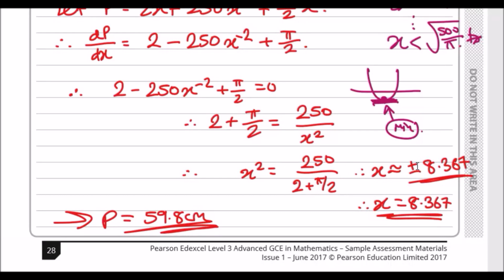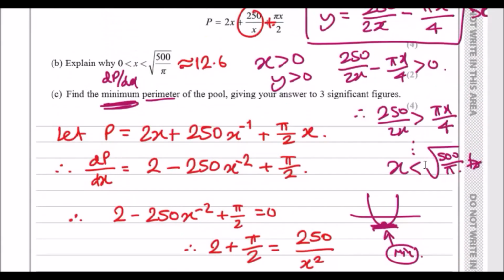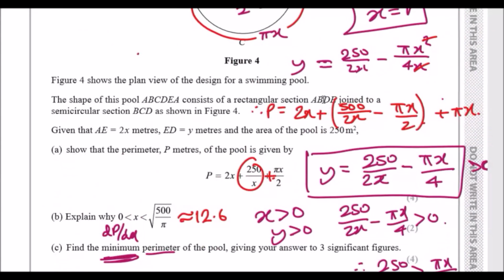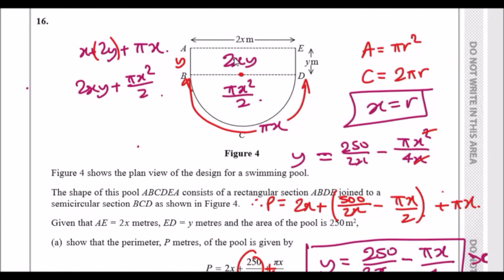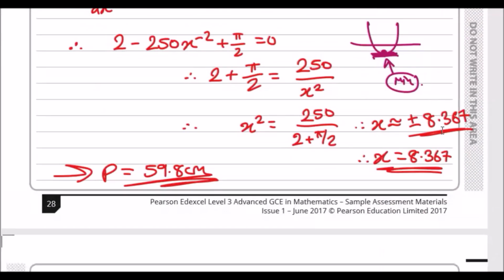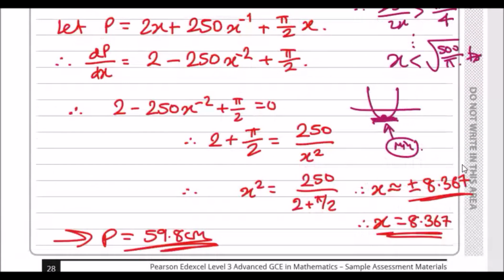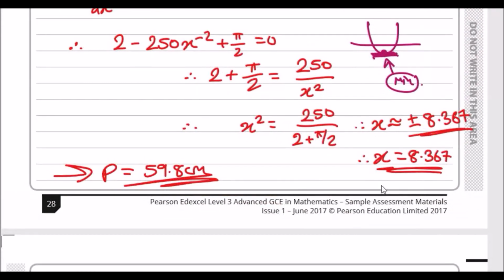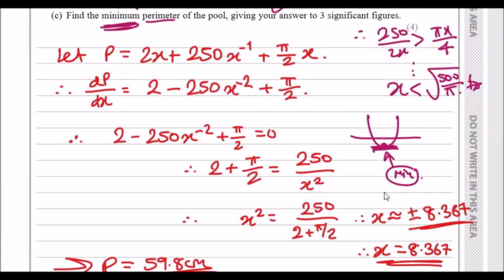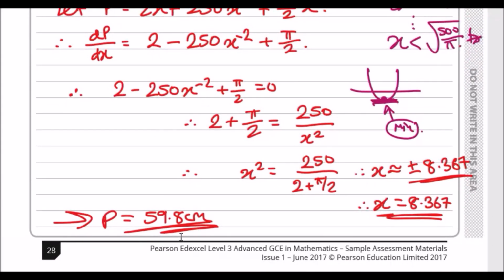And you should get 8.367, and of course plus or minus. But because we established in part B that x is a length, and shapes' lengths are always positive, we only keep the positive answer. And finally, to get the minimum perimeter, take the minimum value of x, which is over here, plug this into the perimeter equation and voila. Replace x with this and you should get 59.8 centimeters to 3 significant figures. Done. And that's it.